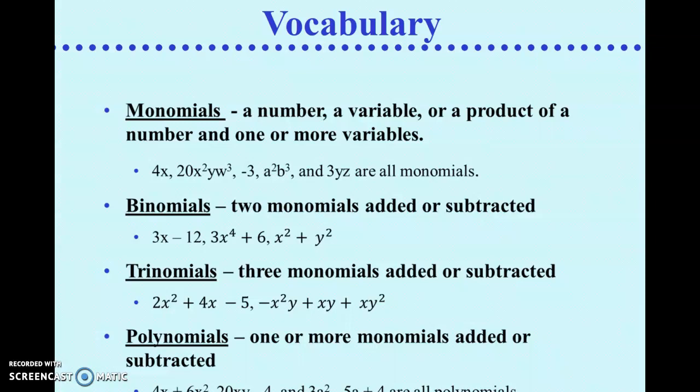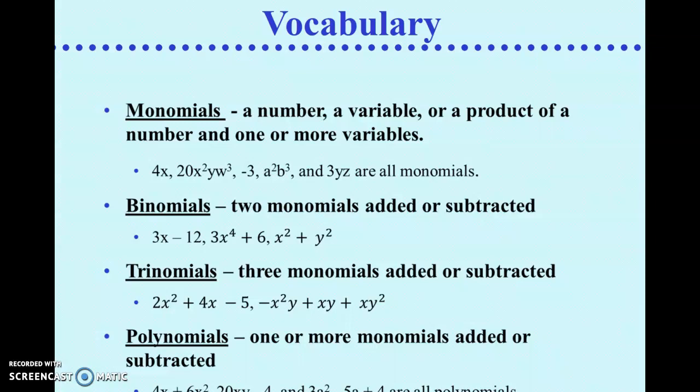All right, so the beginning is some vocabulary. Monomial, again, that's a number, a variable, or a product of a number and one or more variables. So the clue here is it could be a negative in front, but otherwise you won't see any signs. So write some examples down.